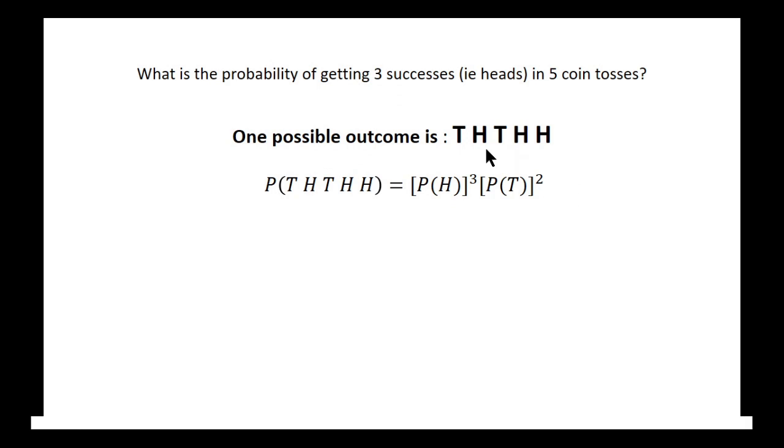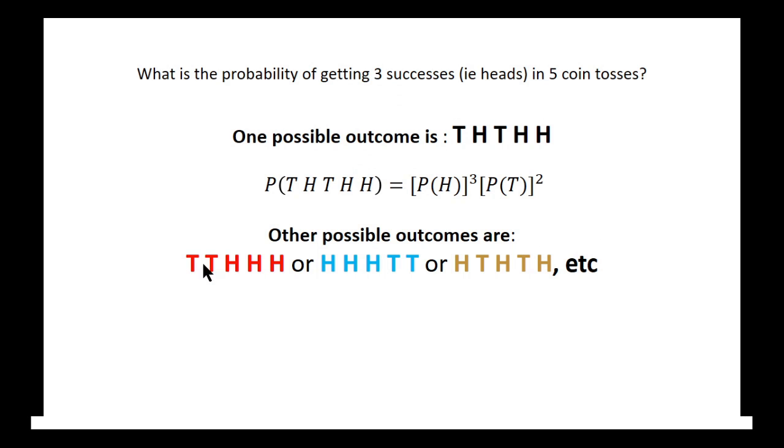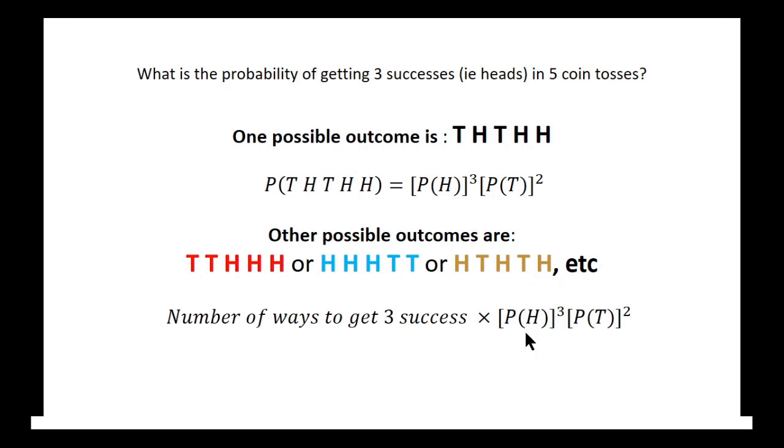However, we have considered only one of the possible ways of getting 3 successes. There are several other results where there will be 3 successes. For example, TTHHH or HHHTT or HTHTH, etc. And we have to account for all these outcomes. So we have to multiply the product of the probabilities of heads and tails raised to their respective powers of 3 and 2 with the number of ways to get 3 successes in 5 coin tosses.